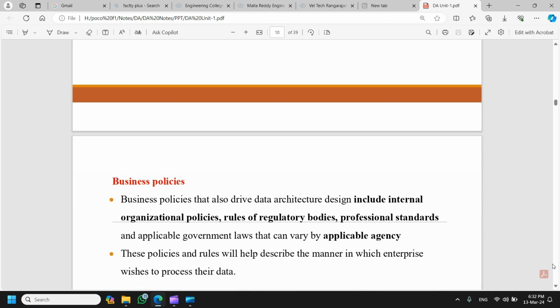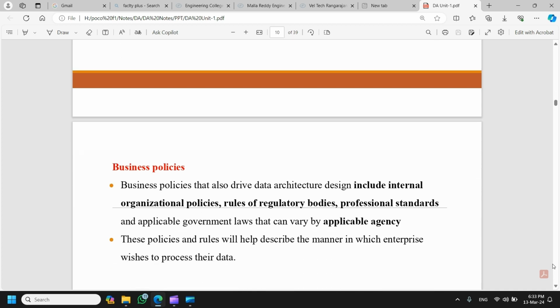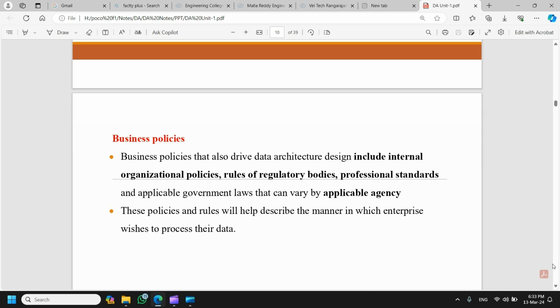Next, business policies. Business policies also drive the data architecture, including internal organization policies, rules, regulatory bodies, professional standards, and applicable government laws. These can be enforced, and they can vary by the applicable agency.